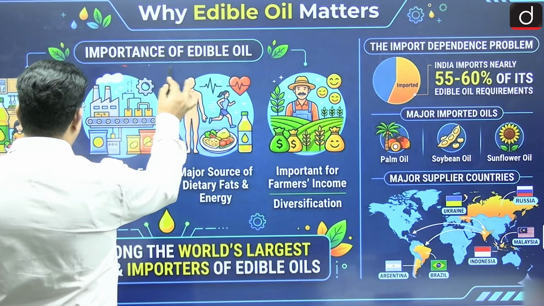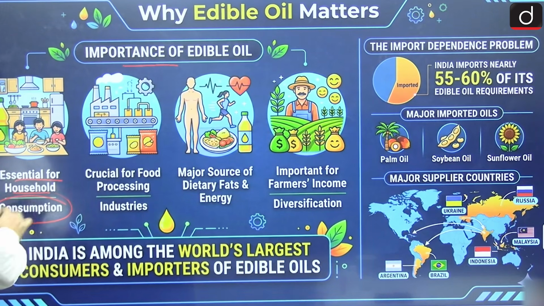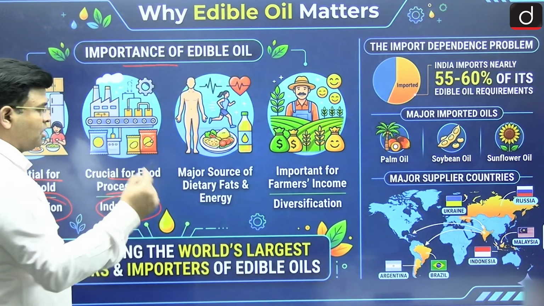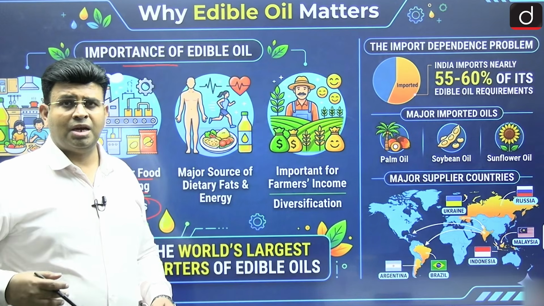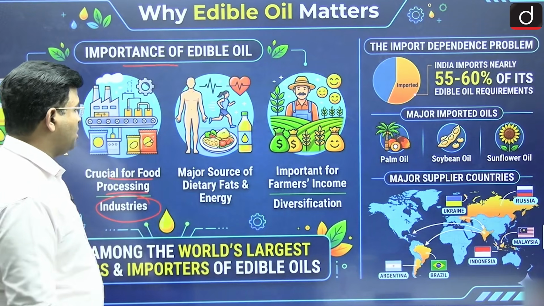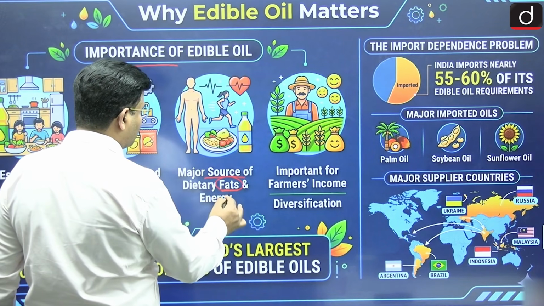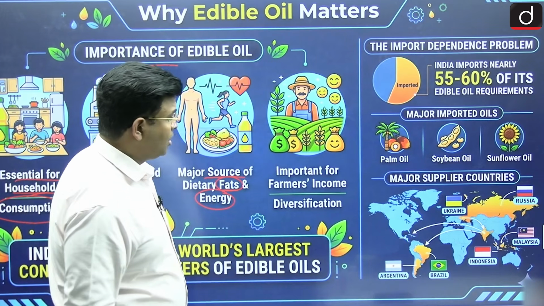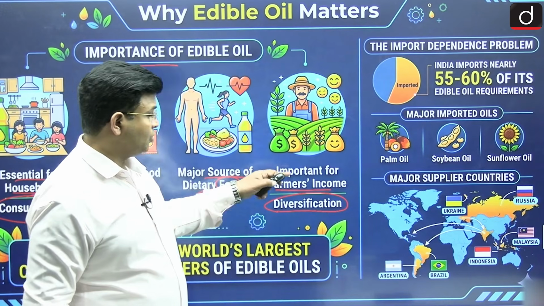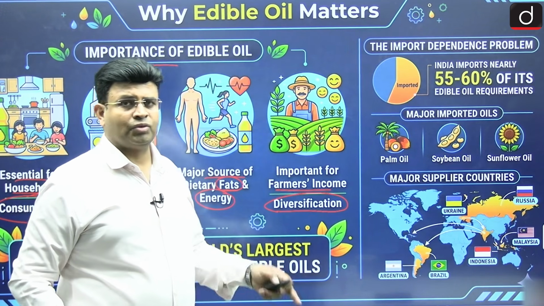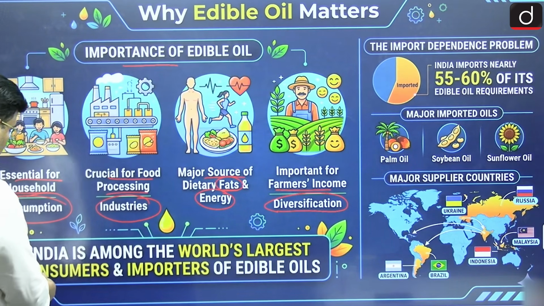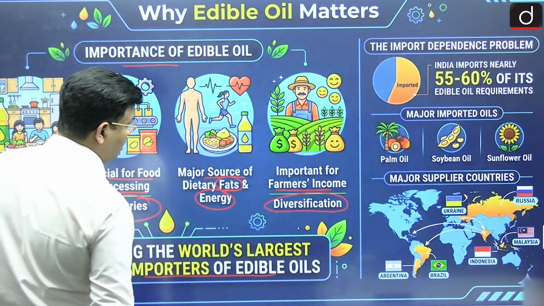Why edible oil matters: the importance of edible oil, we have already seen. It is essential for every household. India is the largest consumer. It is crucial for food processing, in the chips and the different kinds of chatpata things which you get in the food processing industry; oil is required for those. It is a major source of dietary fats and energy, coming from these edible oils. It is important for farmers' income: they have to go for crop diversification and try to include edible oil production in every farm. India is among the world's largest consumers and importers of edible oils.